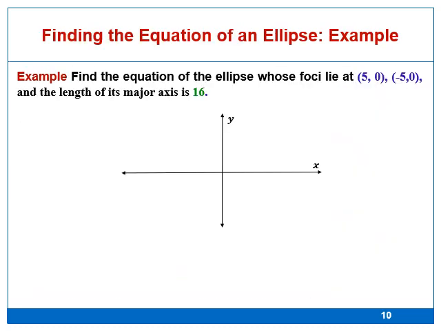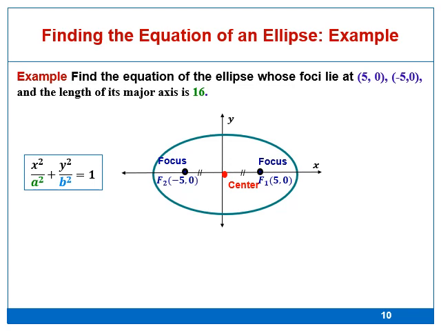Another example, we are given here the foci of an ellipse located at 5 and 0 and negative 5 and 0, and the length of its major axis equal to 16, and it's required to find the equation of this ellipse. First of all, we have to start plotting the information we have. So we start by plotting the 5 and 0 and negative 5 and 0. It can be seen that the foci are symmetric around the origin, so the ellipse is centered around the origin and the center is 0 and 0. The major axis of this ellipse is horizontal, since the two foci and the center lie on the horizontal axis. So the ellipse can be plotted like this.